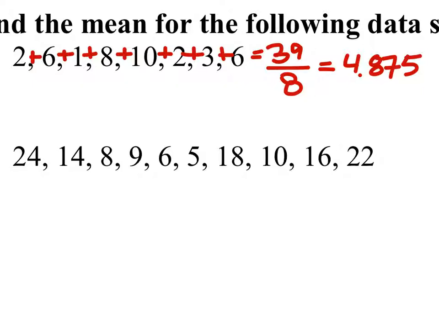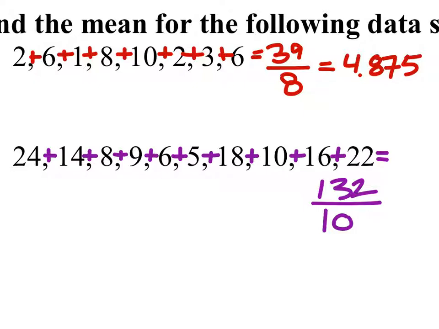The next one we'll do the same. Let's add these together. So we got 132 when we add those, and how many numbers do we have? So 132 divided by 10 gives us a mean of 13.2 on number 2.